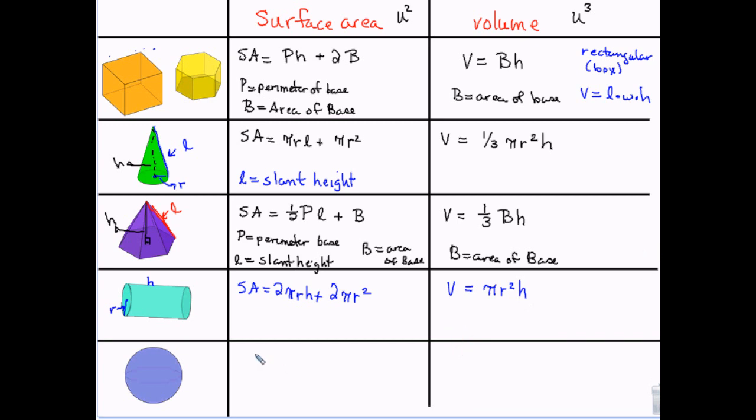And then if you have a sphere, the surface area is 4 pi r squared, and the volume is 4/3 pi r cubed. And then r is the radius from the center of the sphere to anywhere on the outside.